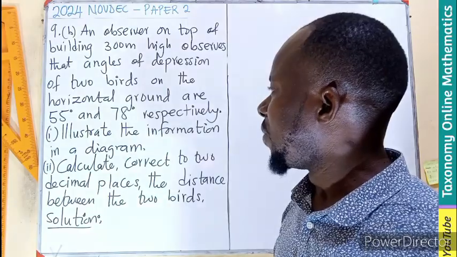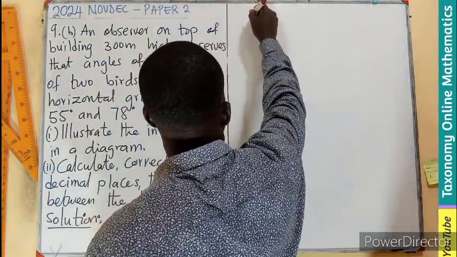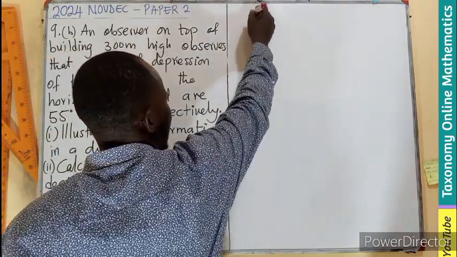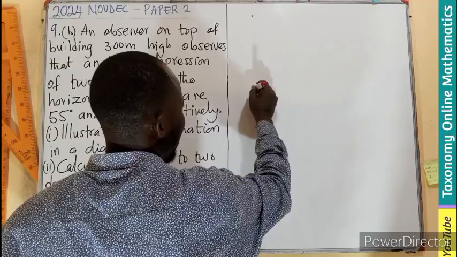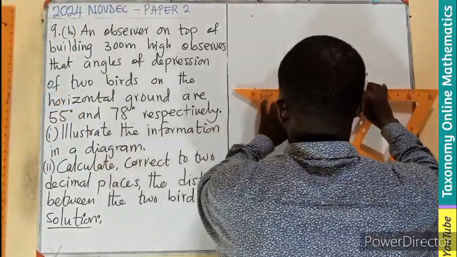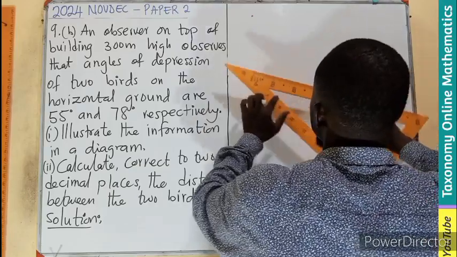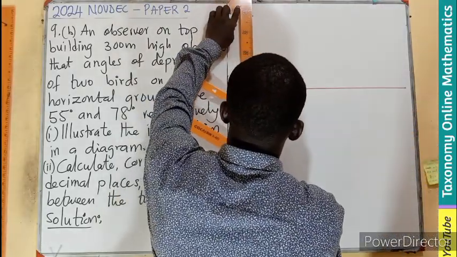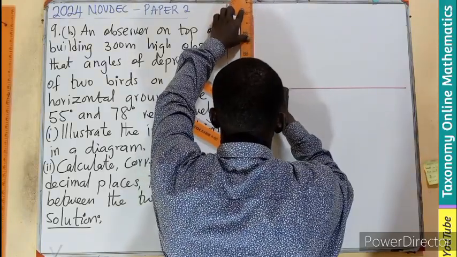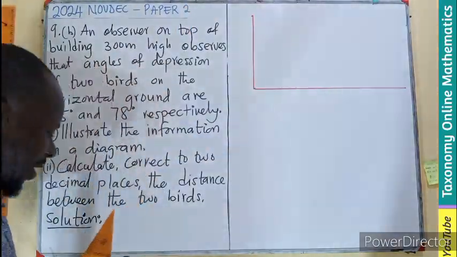So first of all, if we have the building, let's say our building is somewhere here, then the building must be vertical on the ground. So let's say we have the ground to be here. I can make a sketch of what the ground will look like. That will be horizontal ground. Then we have the building being vertical, right? So this is the building which is going to be 300 meters high.